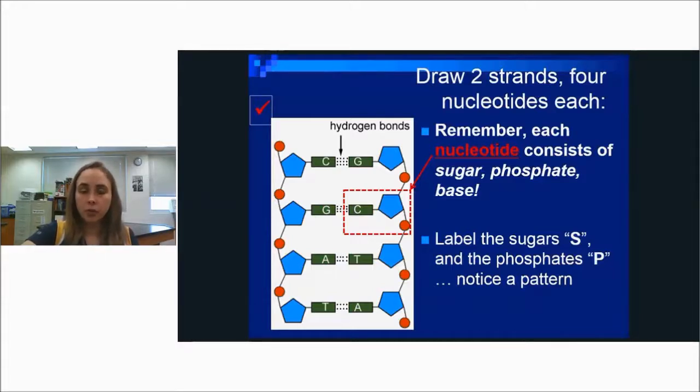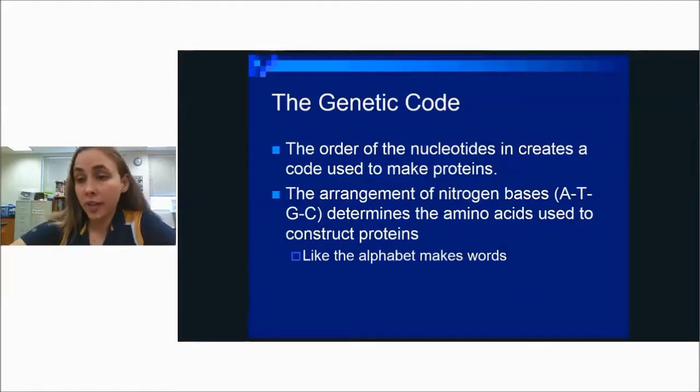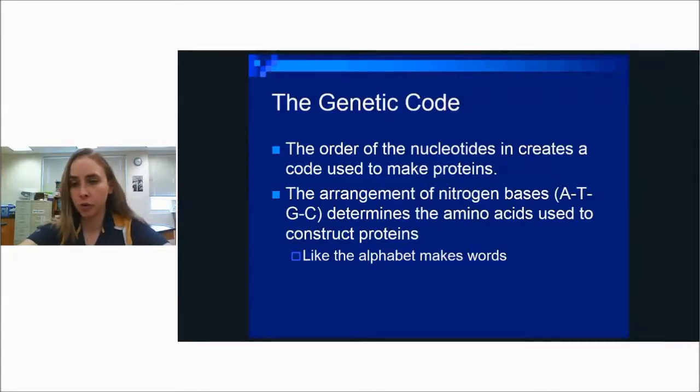And if you are looking for a pattern, you'll notice that the first one goes phosphate, sugar, phosphate, sugar. The next one is sugar, phosphate, sugar, phosphate. They are opposite of each other. They run in opposite directions. The order that the nucleotides are in, A, T, G, C, determines which amino acids are used to make the proteins. And they make different words like the letters of the alphabet do when they're arranged in different structures or in different orders.